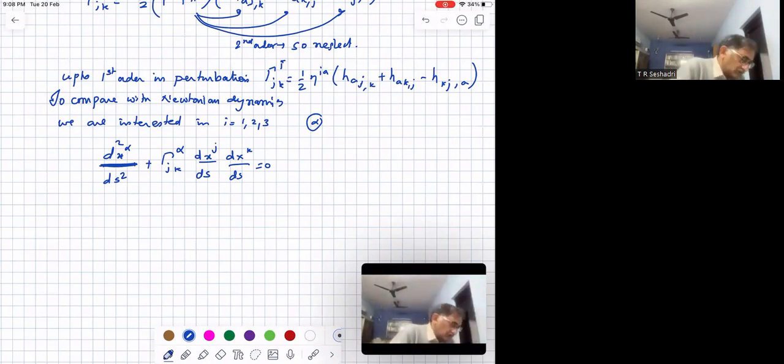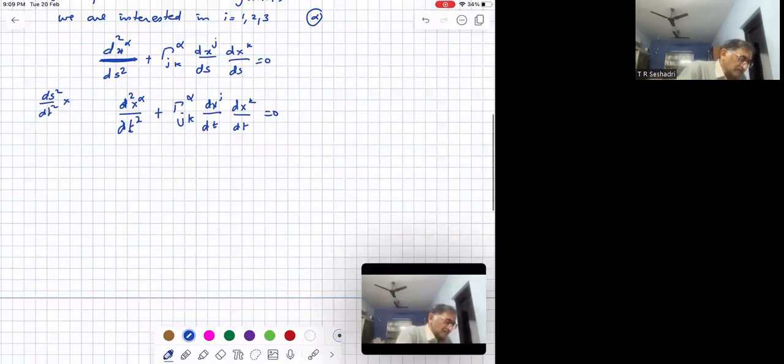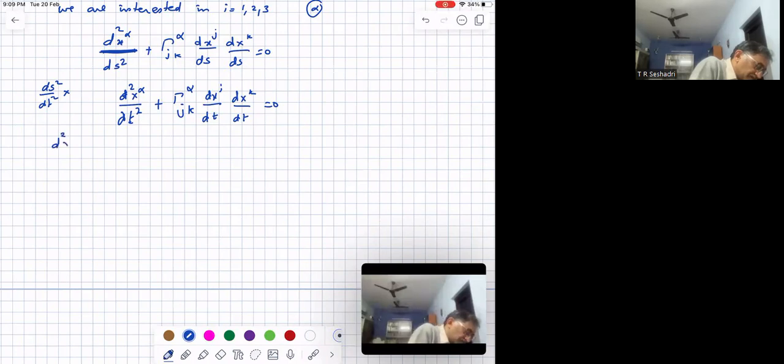Now I can always write it as I will multiply it by ds² by dt². And that gives me d²x^alpha/dt², this is the Newtonian acceleration, plus Γ^alpha_jk dx^j/dt dx^k/dt equal to 0. Okay. And now let us write all the components. d²x^alpha/dt² plus Γ^alpha, I will first evaluate 0, 0. dx^0/dt will be 1.